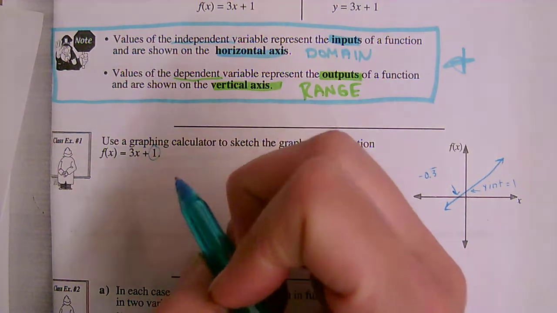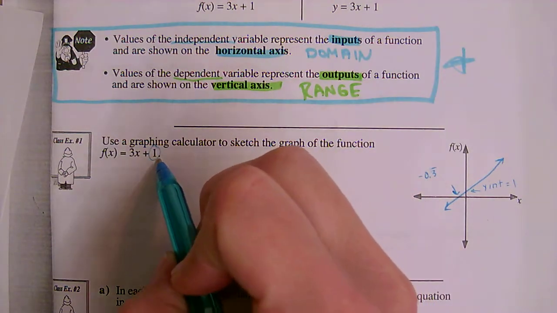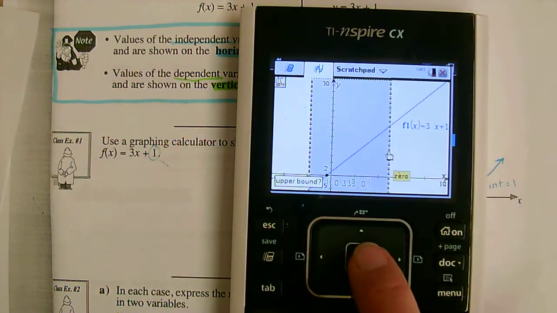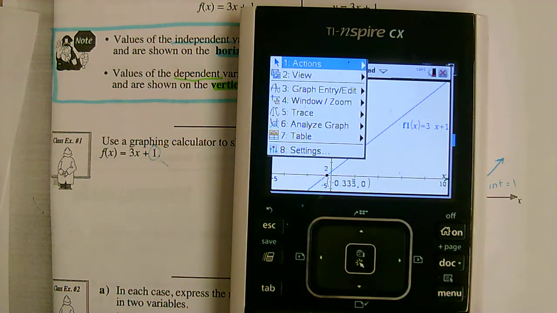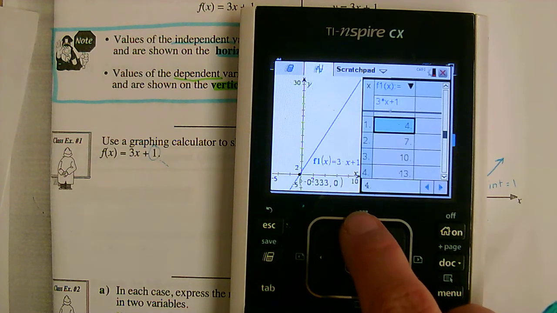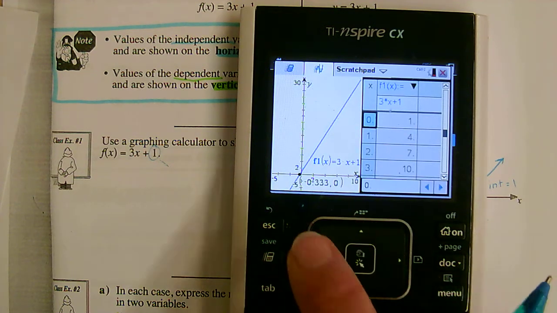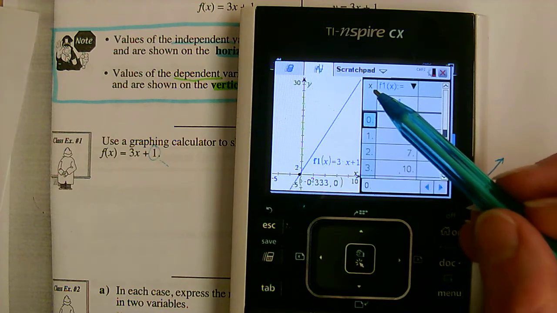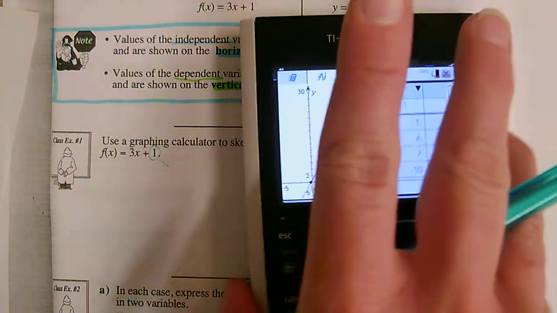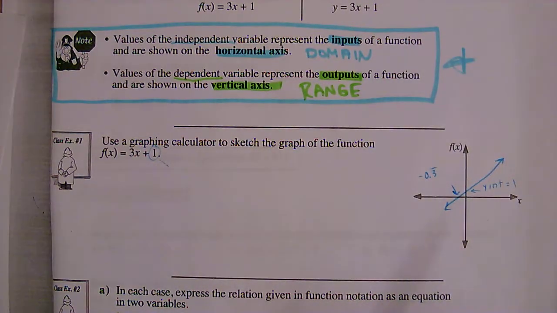So anyway, you can do this one of 2 ways. You can recognize that that's the constant. Or remember, you could go into your tables, menu, table, split screen, and the y-axis is when x is equal to 0. So there's my 1. So either way, that's all we would have to do for this question.